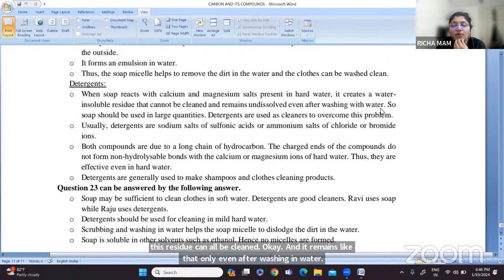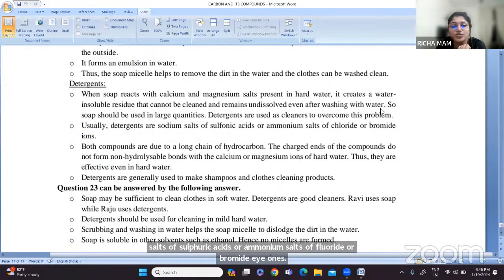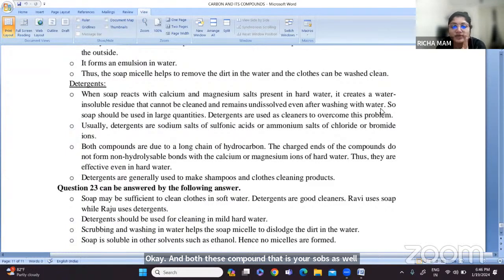So you have to avoid using detergents all the time, because detergents are used as cleaners. We use soap in large quantity. Detergents are usually made up of sodium salts of sulfonic acids or ammonium salts with chloride or bromide ions. Both these compounds, soaps as well as detergents, consist of long chains of hydrocarbons, so the charged ends do not form insoluble bonds with the calcium or magnesium ions of hard water.